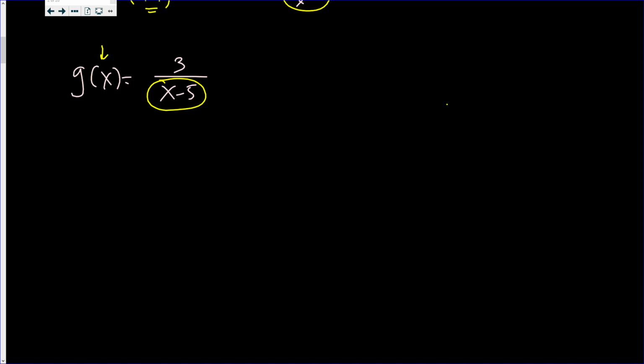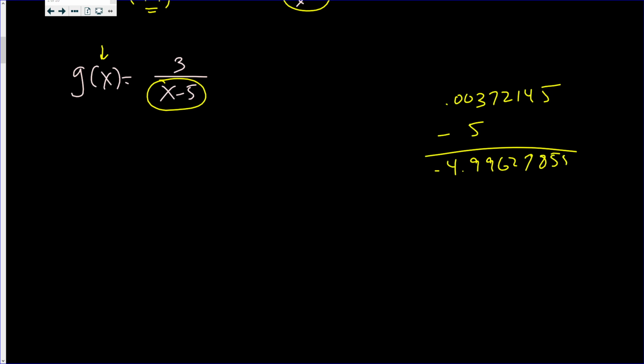I may not like some of the numbers you give me. If you give me 0.003721445 and you ask me to take away 5, that's not going to be friendly. It's going to be negative 4.99627855. It wasn't easy, but I was able to do it. I can take away 5 from any number, and the top number is always 3. So I can always get the top number and I can always get the bottom number.